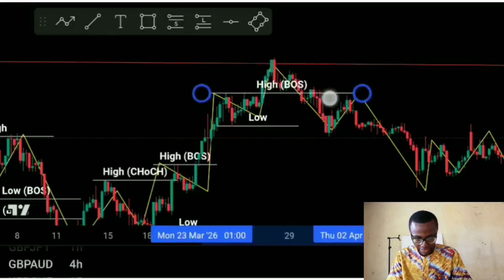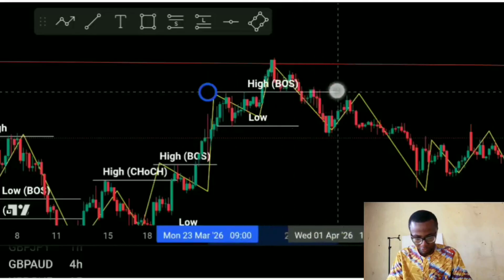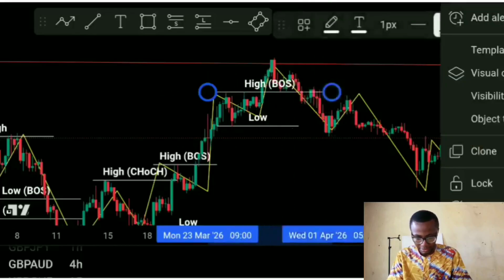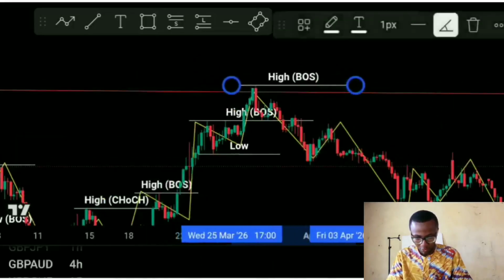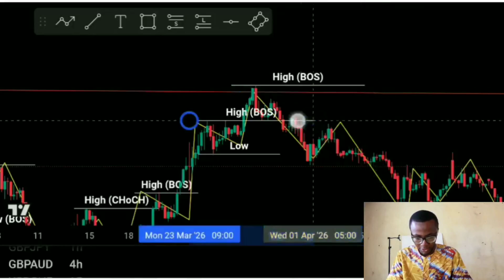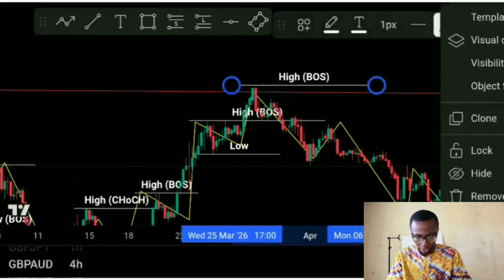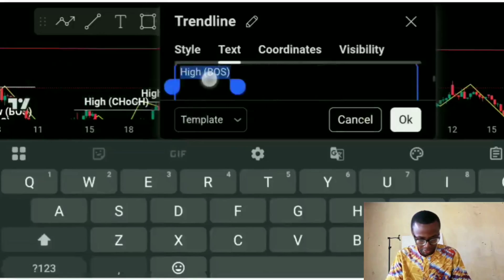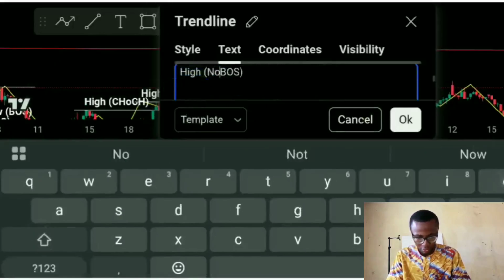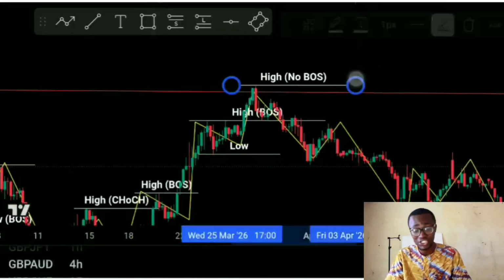Look at a high that was broken here. There's a break of structure in this high. Can you see the break of structure? But the next high, look at this next high. There was no break of structure here, so nothing was broken here. But this one was broken here. So I will change that to what? No BOS, no break of structure. So whenever you see no break of structure, that means there's a potential change of character.